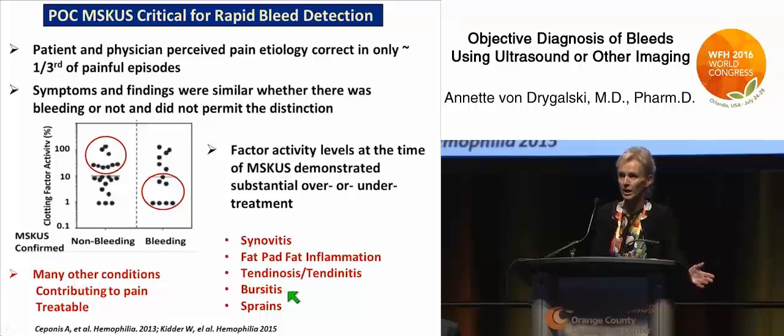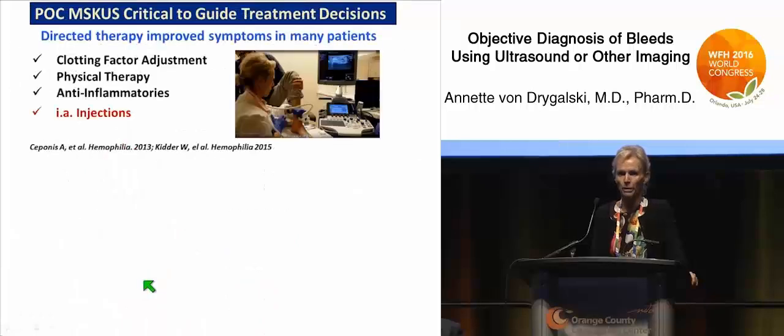It shows the dichotomy that we are sort of torn. Bleeding, yes, no. Clotting factor, yes, no. That is sort of the only spectrum we consider. But I think we have to open ourselves a little bit to all of these conditions and their treatments. So in this study, ultrasound was really critical to guide treatment decisions, and with clotting factor adjustments, physical therapy, anti-inflammatories, and intra-articular injections, this directed therapy improved symptoms in many patients.